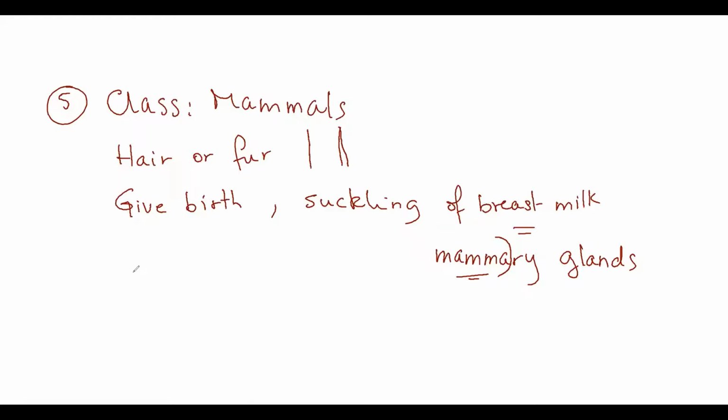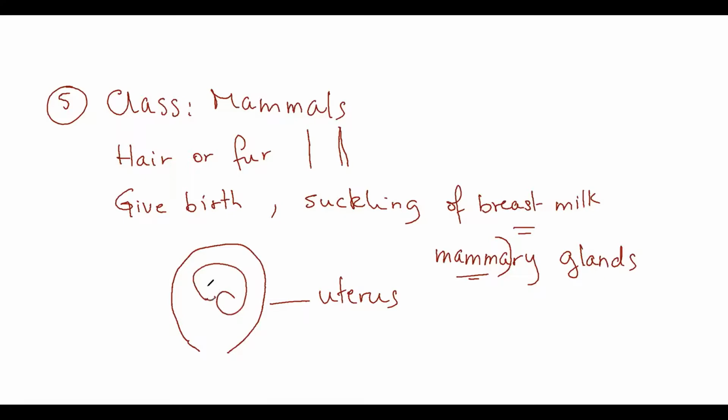There is another thing: during the pregnancy of these mothers, the baby is developing inside a certain structure of the body of the mother, and this structure is called the uterus. The baby is found here, and it is developed here. For example, let me draw it like this. And there is something here that is called the placenta.